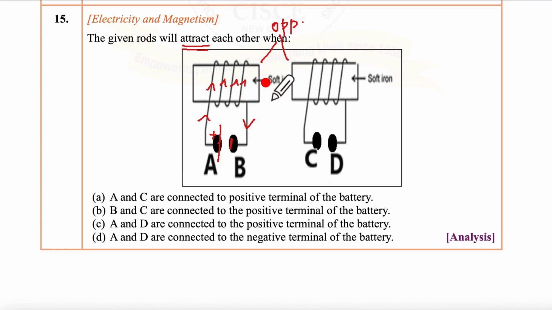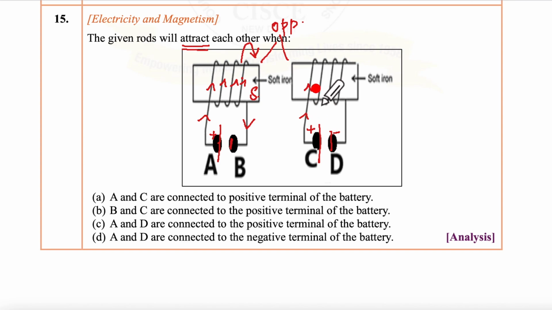and from here if you look, this is your clockwise current. So clockwise current means this end becomes south. Now if this is south, this will become north, right? So this has to be north, which means C also should be connected to the positive and this is negative.